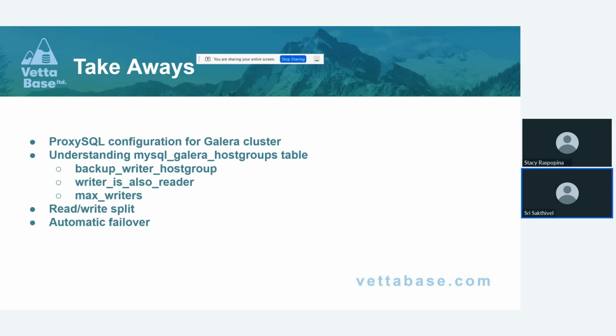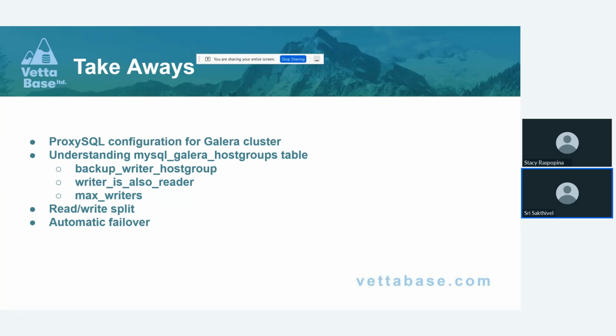Max writers defines how many writers you want, but your read-only variable should be disabled. If you enable read-only on two nodes, and you choose max writers equal to 3, then it will not work. If you disable read-only on all three nodes, you can choose max writers 1 or 2 or 3, and you can control that with ProxySQL.